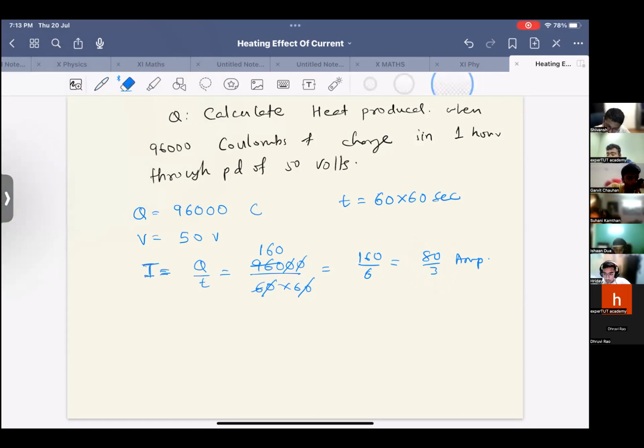Then Ishan, you can do R is equal to V by I, right? Because V is equal to IR, that way R is equal to V by I. Sorry, yes. So then we can do 50 by 80 by 3.